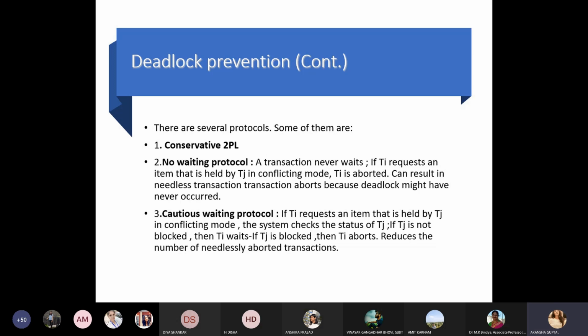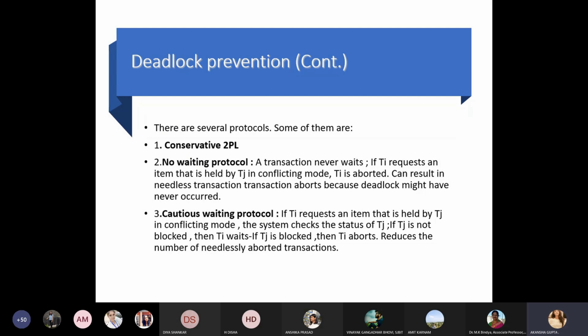in no waiting, if a transaction is unable to obtain a lock, it is immediately aborted and then restarted after a certain time delay without checking whether a deadlock will actually occur or not. In this case, no transaction ever waits, so no deadlock will occur. However, this scheme can cause transactions to abort and restart needlessly. In a cautious waiting protocol, an algorithm is used to try to reduce the number of needless aborts and restarts.